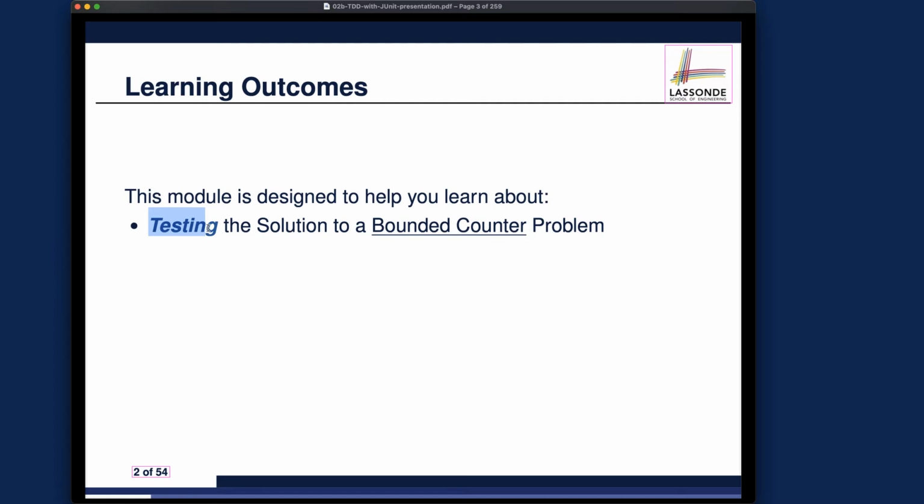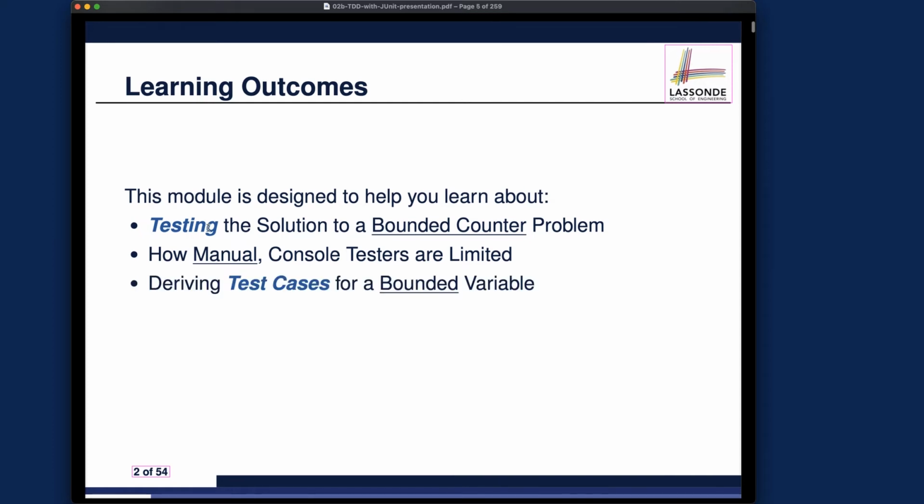Developing the solution itself is definitely important, but to really verify its correctness by testing will be equally important. And we want to see how manual console testers are actually limited, so we will start by simply using system.out.println on the console application, which is very straightforward to follow, and I can also explain some logic about the tester design, but we will have to conclude that it's still limited in its nature. We'll see. And we want to derive test cases for a bounded variable.